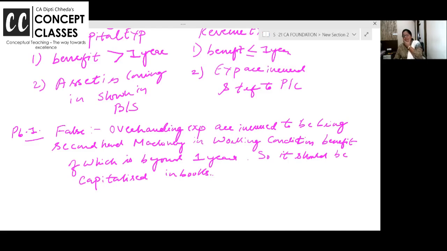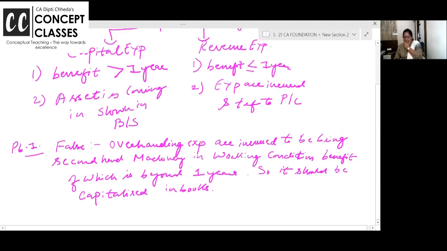All clear? ठीक है? Finish writing with me or still writing? Overhauling expenditure are incurred to bring second-hand machinery in the working condition, benefit of which will go beyond 1 year. So it should be capitalized in the books because of long-term benefit, no?